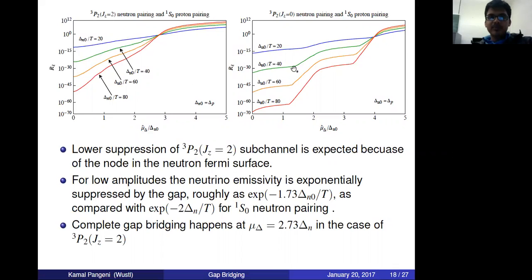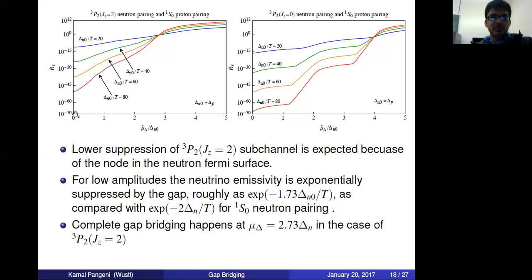So if you compare the JZ equals 0 subchannel and JZ equals 2, you can clearly see this one is even initially smaller. It has a smaller suppression. That's expected because we have this node in the poles. So as you can see for delta over T, this is 10 to the minus 17. This is somewhere around 10 to the minus 50.